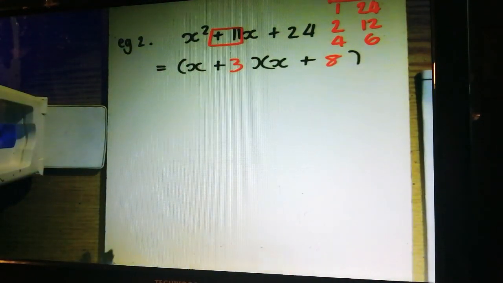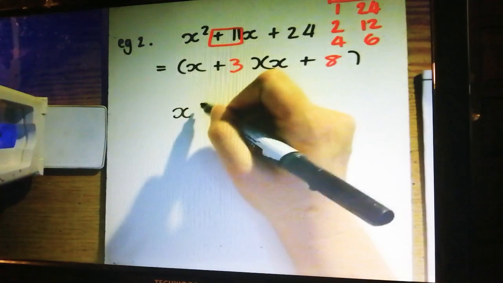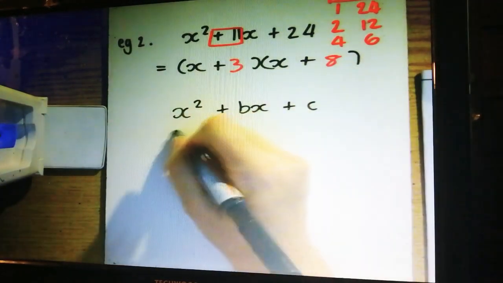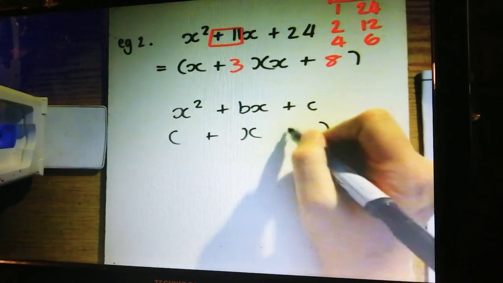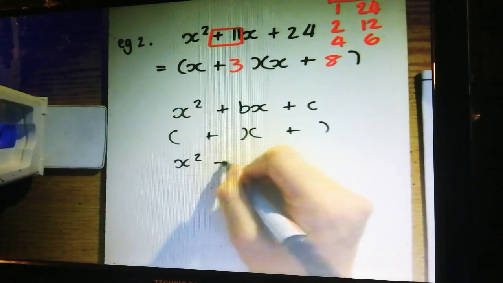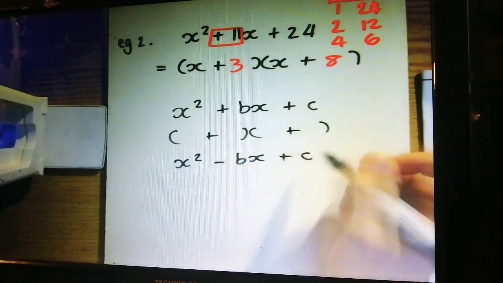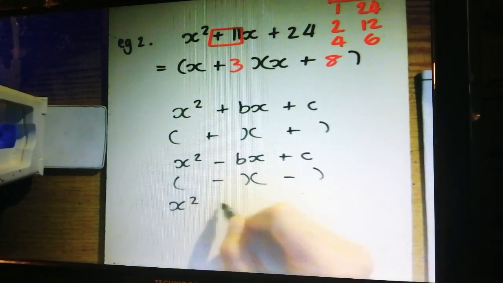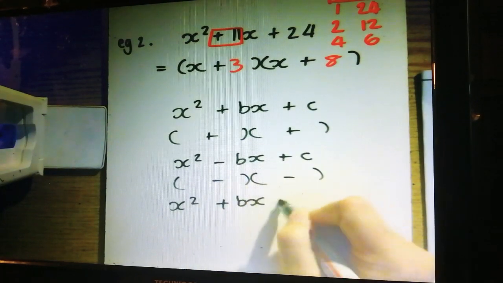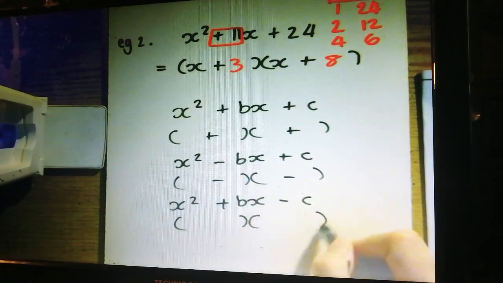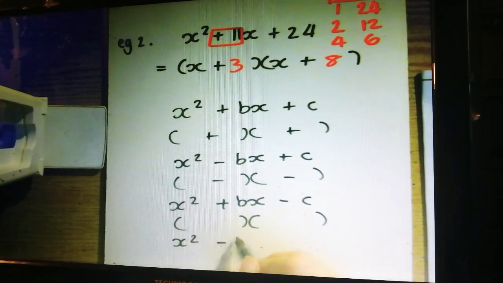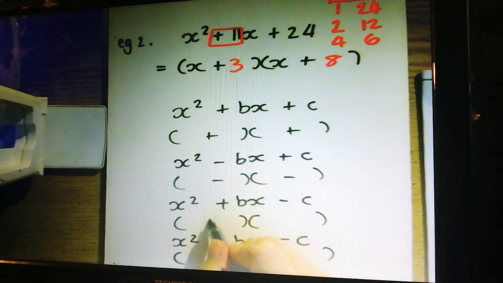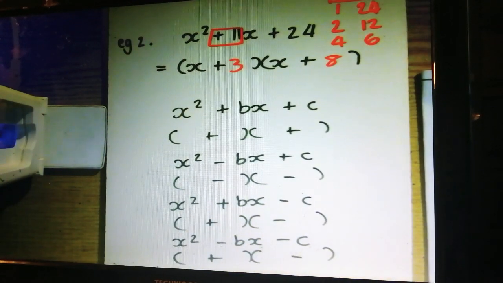Okay. Please remember that if it looks like this, I'm worried that you don't remember, bx plus c, my brackets both have positives. If it looks like this, my brackets both have negatives. But if it looks like this, or if it looks like this, these brackets have a plus and a minus in them.